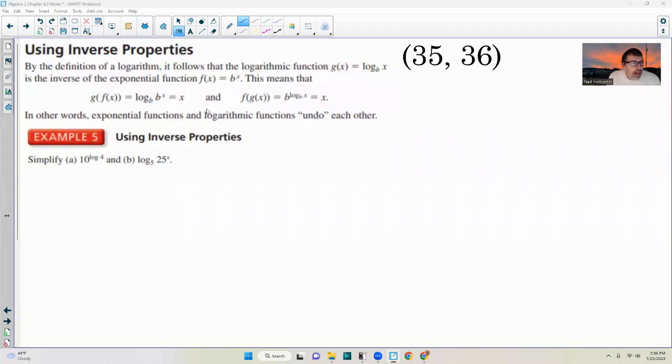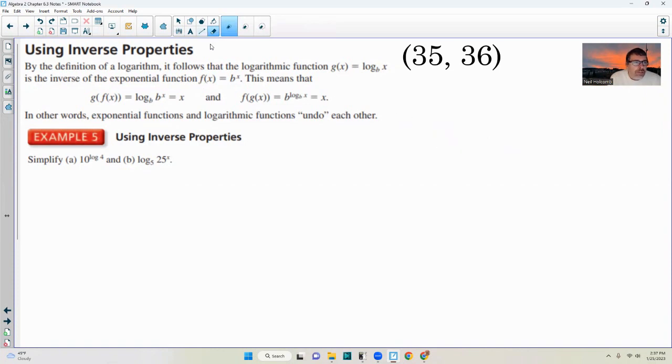Otherwise known as the composition of functions. In other words, exponential functions and logarithmic functions undo each other. Think of 3 and you square it and you get 9. Now I'm going to take the square root of it and I get back to where I started, 3. So if you square something and then take the square root, you're back to where you started. Well, it's the same with logarithms.